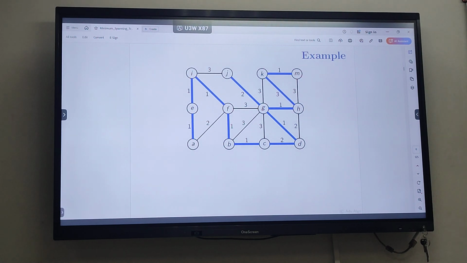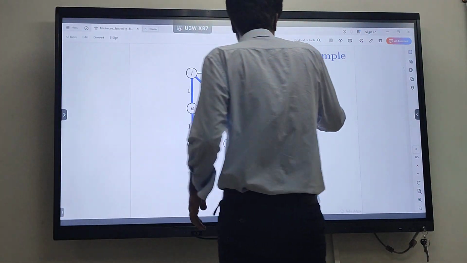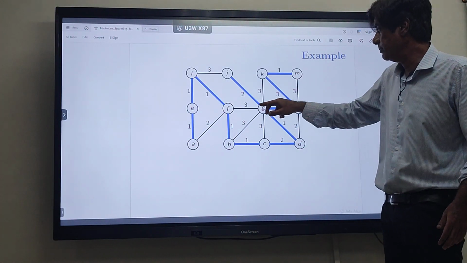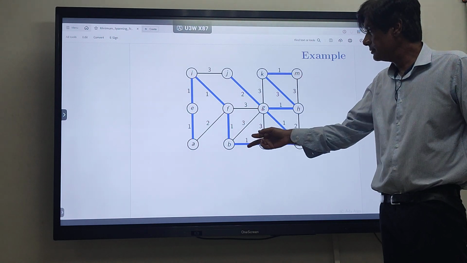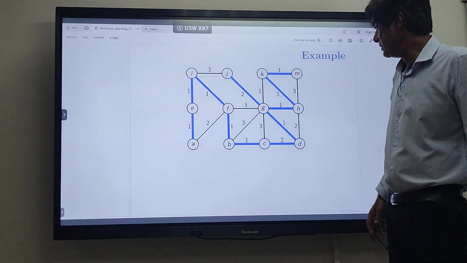The blue lines represent the edges that are included in the minimum spanning tree. The gray edges show those that are left out or removed. So over here you can see that many edges of weight 3 have been left out, as many as they could.